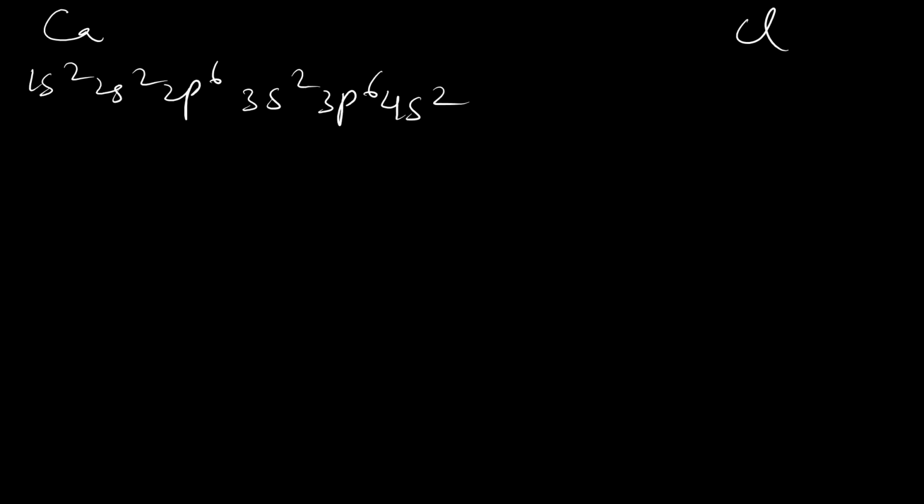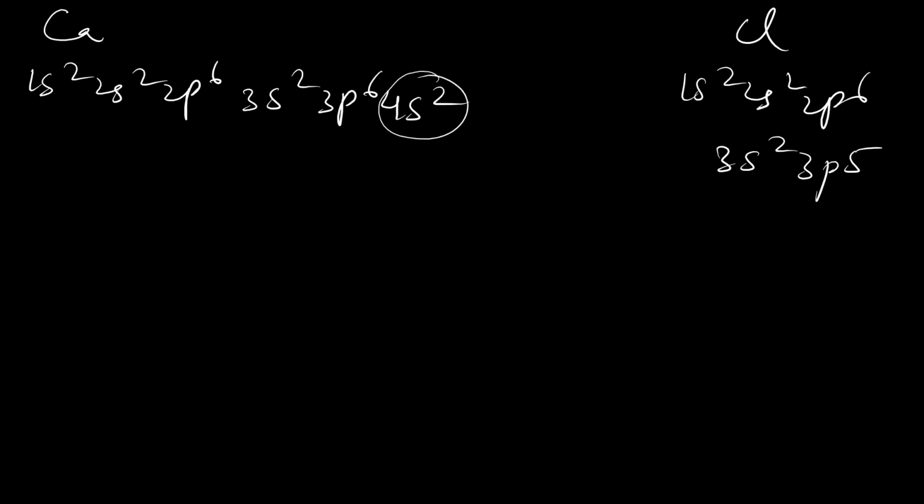Now, as we have seen, calcium is 1s2, 2s2, 2p6, 3s2, 3p6, 4s2, and chlorine is 1s2, 2s2, 2p6, 3s2, 3p5. So from its electronic configuration, you can see that calcium has to lose 2 electrons to attain stable gas configuration of argon. So by losing 2 electrons, calcium will become Ca2+, calcium ion.